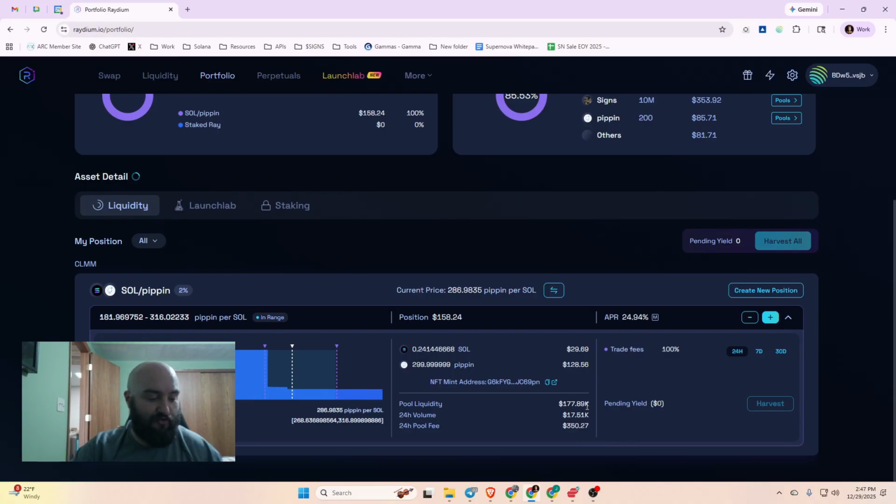But again, this is something I've used before. This is a strategy you can use to earn a little bit of passive income while you're waiting on overall market movements to take place.